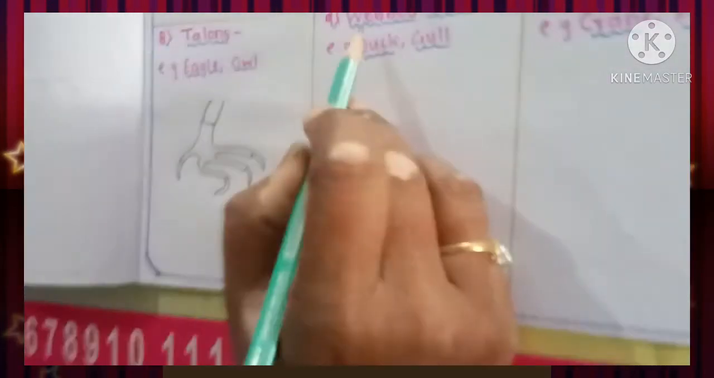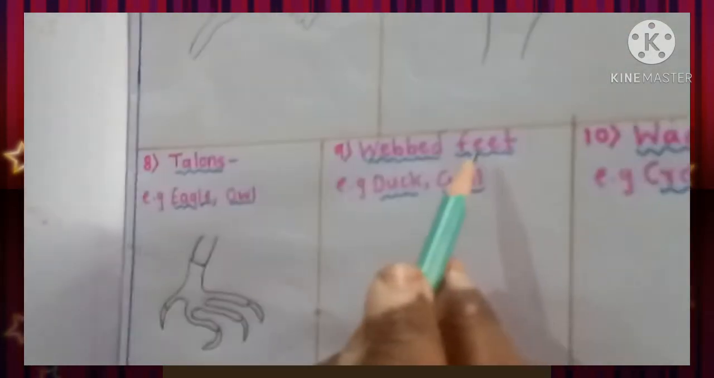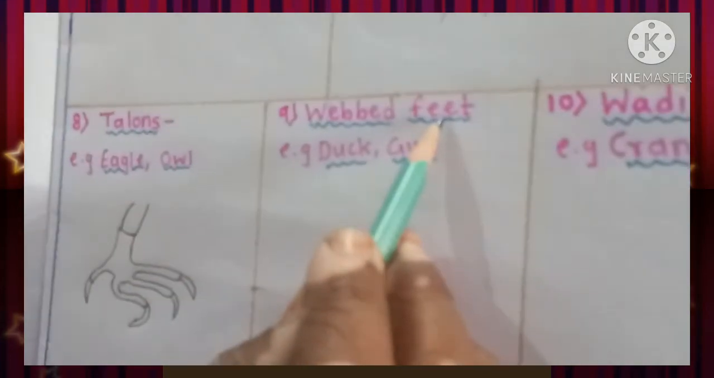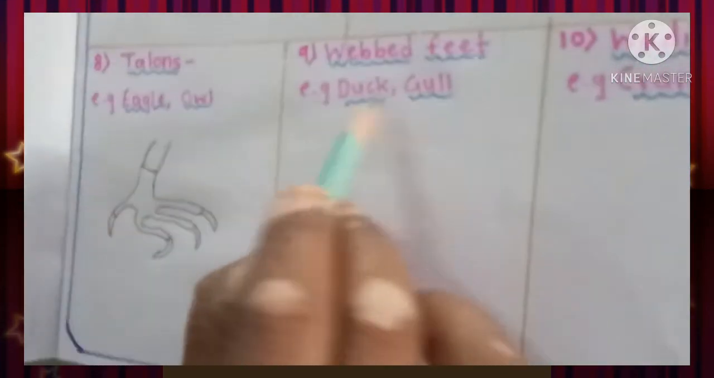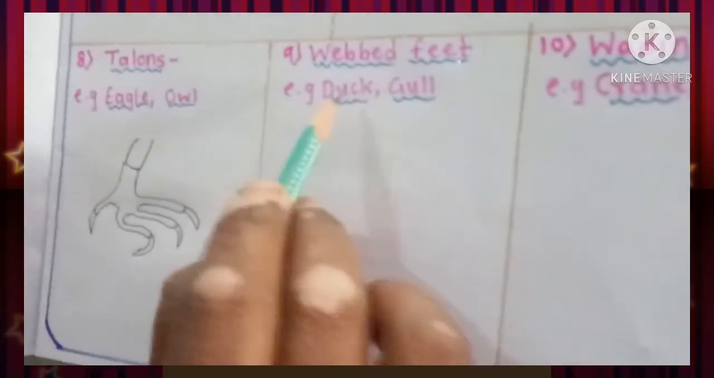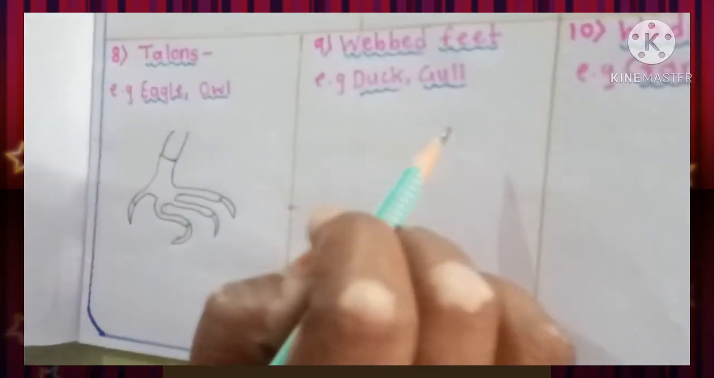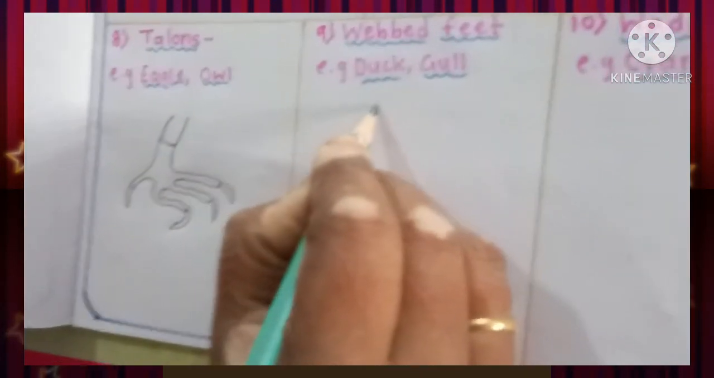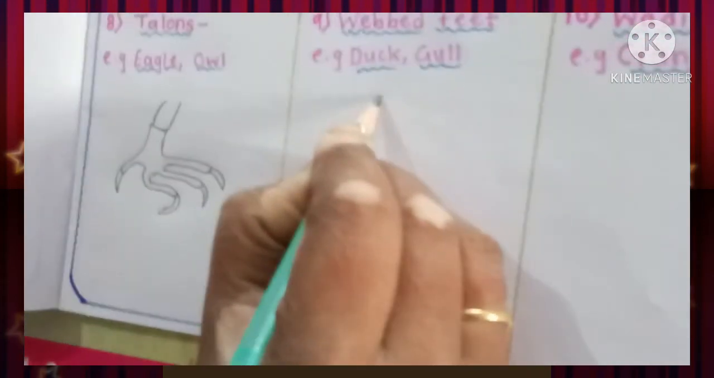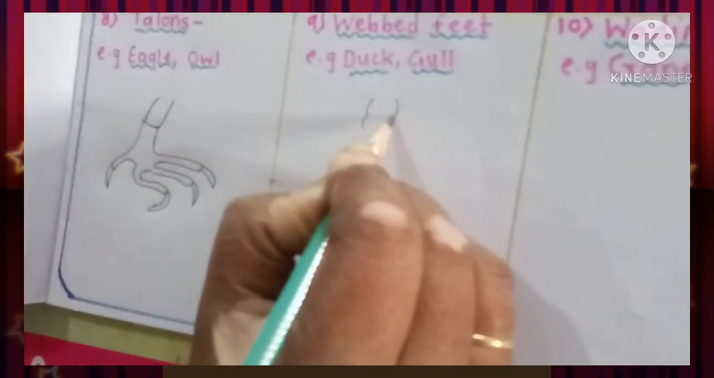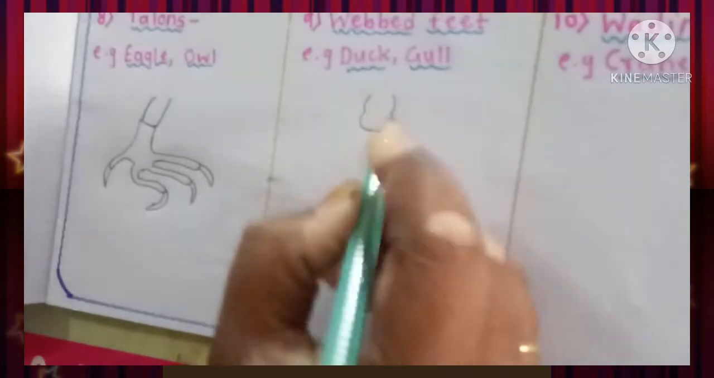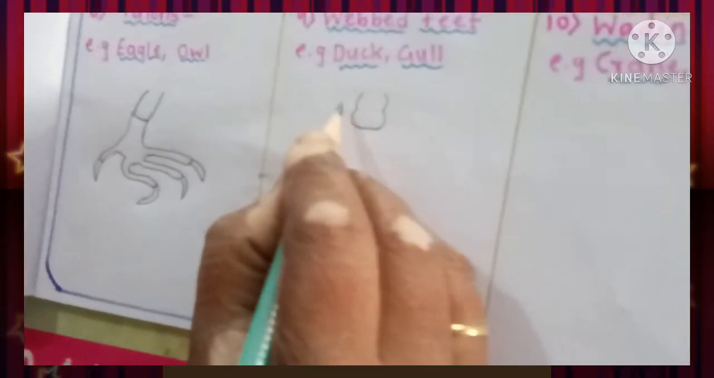Now the next one is the webbed feet. All swimming birds have webbed feet. For example, duck and gulls. These birds have webbed feet. Now, webbed feet, these birds have very short feet. These birds have very short and strong feet. Though they are short, they are strong.